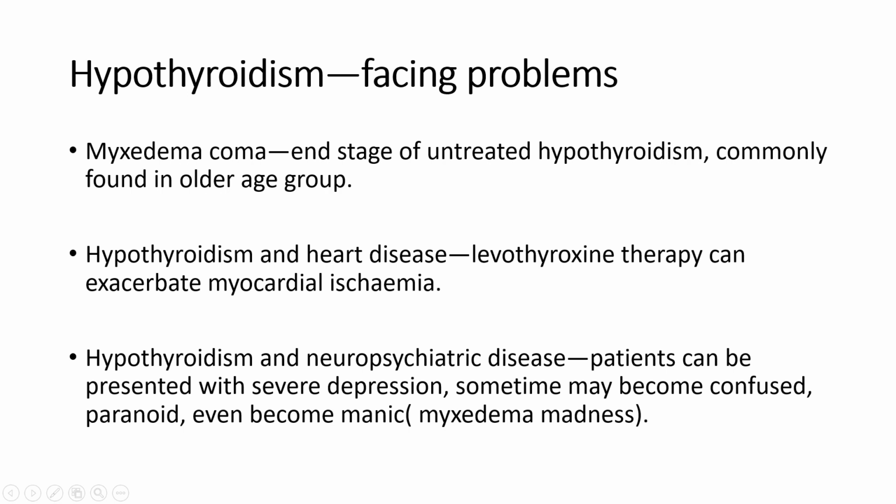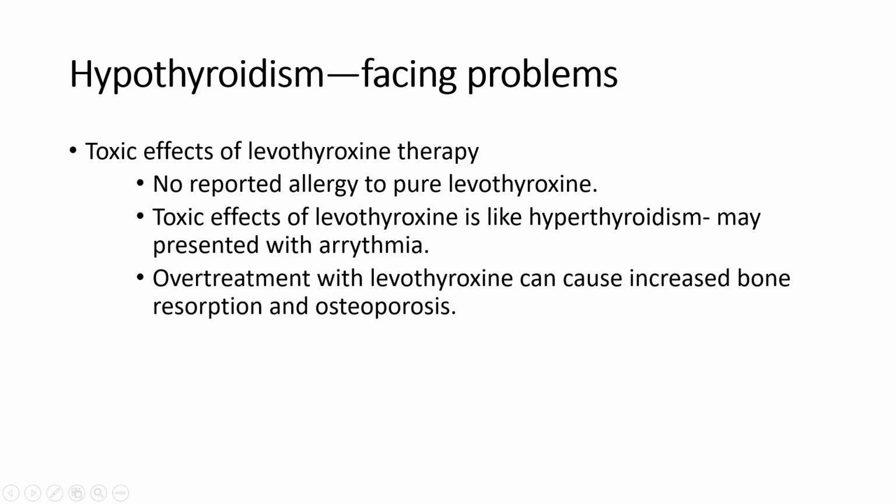Myxedema coma is an end stage of untreated hypothyroidism commonly found in the older age group. Levothyroxine therapy can exacerbate myocardial ischemia. Patients can present with severe depression, sometimes may be confused, paranoid, even become manic, which is known as myxedema madness. Now, what are the toxic effects of levothyroxine therapy? Actually, there is no reported allergy to pure levothyroxine. Toxic effects of levothyroxine are like hyperthyroidism and may present with arrhythmia. Overtreatment with levothyroxine can cause increased bone resorption and osteoporosis.